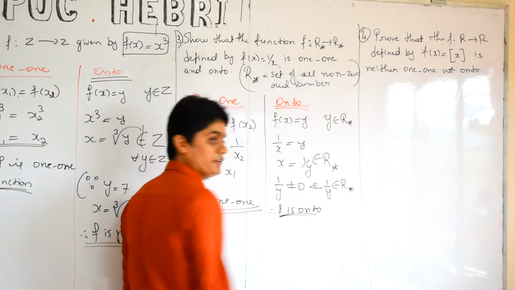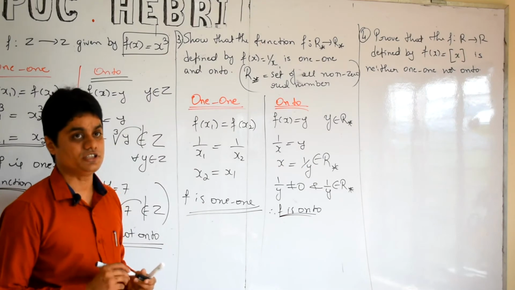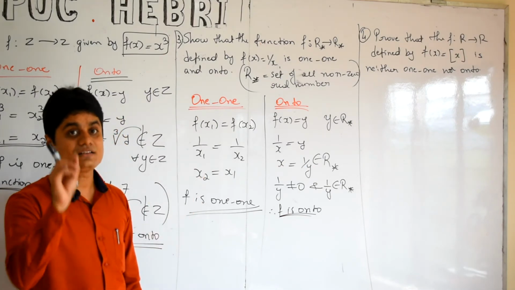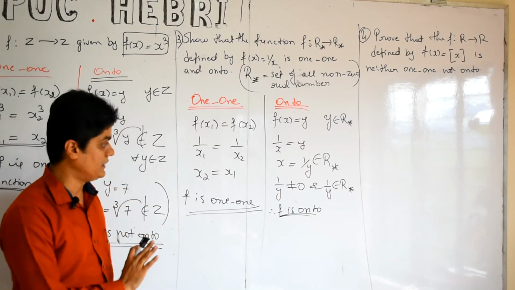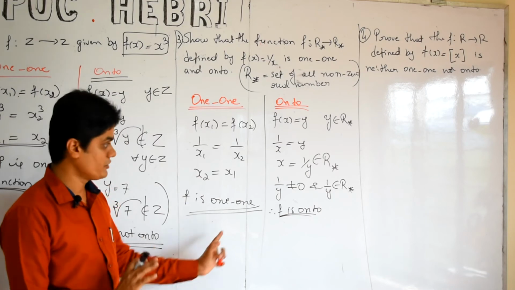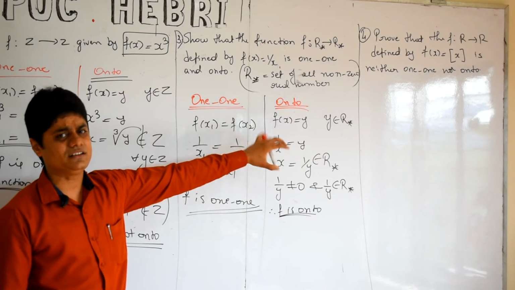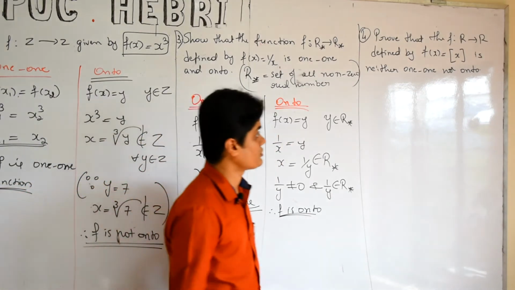So we proved f is both 1-1 as well as onto. It is asked in this particular question, show that f is 1-1 as well as onto. R star is the set of all non-zero real numbers, 0 is not included. This is an important question. It is easy to prove 1-1, so be careful with onto, because there is a little confusion. So I'm moving to the last question of this video.